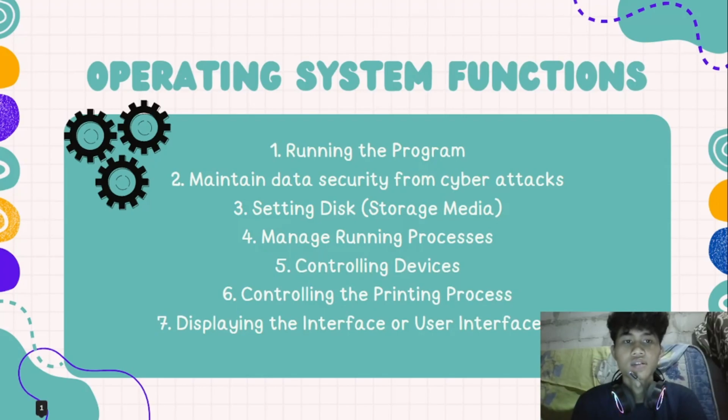In this slide, there are operating system functions. Number one, running the program. Number two, maintaining data security from cyber attacks. Number three, setting disks. Number four, managing running processes. Number five, controlling devices. Number six, controlling the printing process. Number seven, displaying the interface, or user interface, or UI.